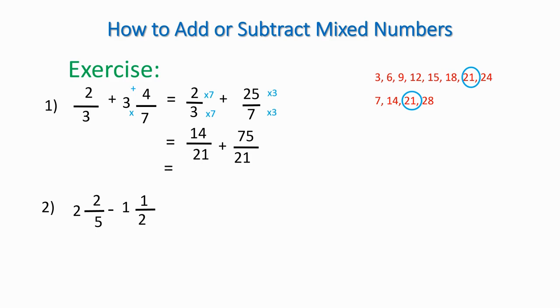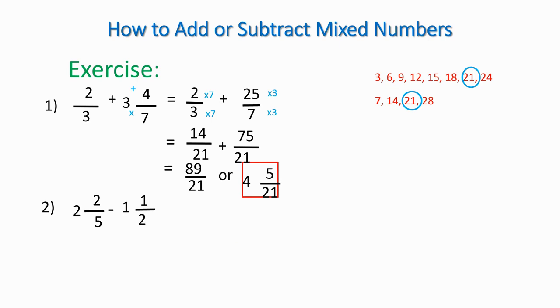You now have a common denominator of 21, so you just copy that, add the numerators. 14 plus 75 will give you 89. So we need to simplify that by dividing 89 by 21, which will give you 4 and a remainder of 5. So just copy the denominator over that, and that is your answer.